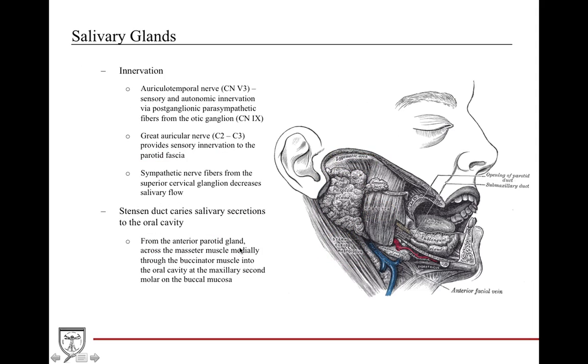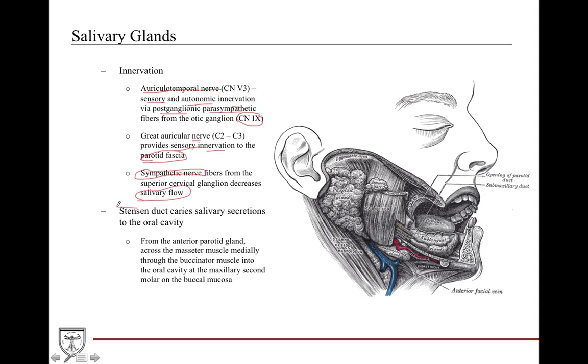So the parotid gland receives innervation via the auriculotemporal nerve, sensory and autonomic innervation via the postganglionic parasympathetic fibers from the otic ganglion, which is of glossopharyngeal. You also get the greater auricular nerve, which provides sensory innervation to the parotid fascia. You also get sympathetic nerves, much like everything else, and this helps with decreasing salivary flow via the vasculature.